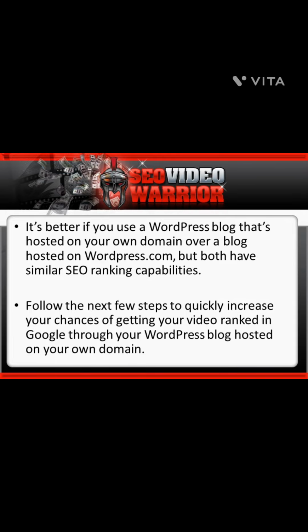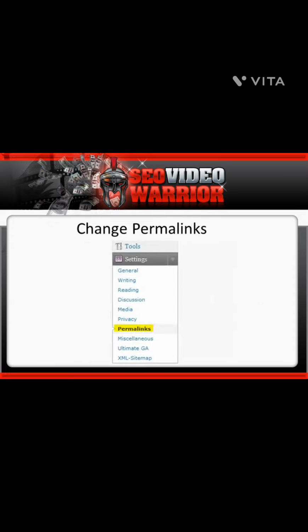Follow the next few steps to quickly increase your chances of getting your video ranked in Google through your WordPress blog hosted on your own domain. Number 1. Go to your WordPress blog. Before you add a new post, there's something you have to do to increase the chance that Google crawls your individual post. Go to Settings.